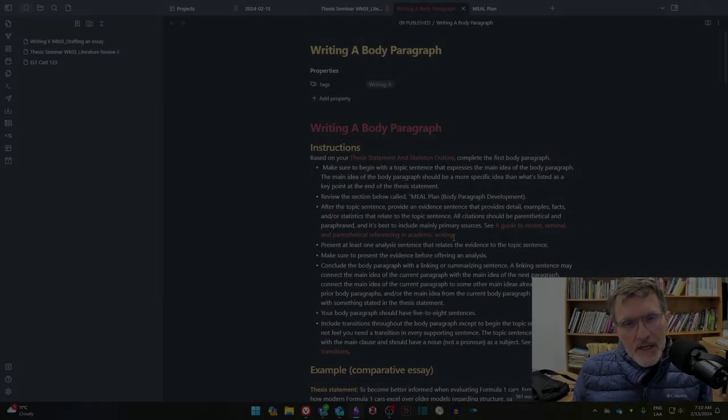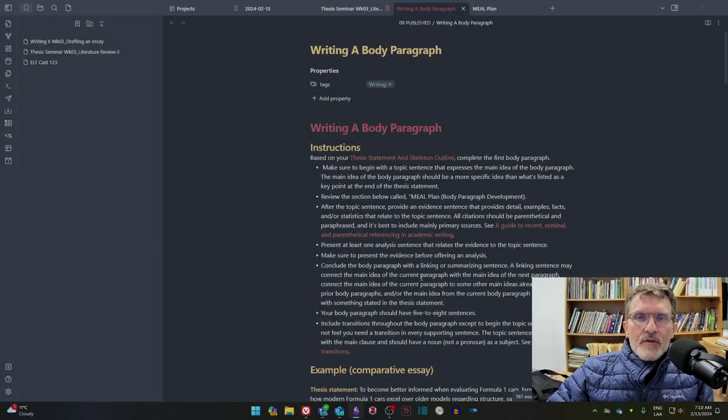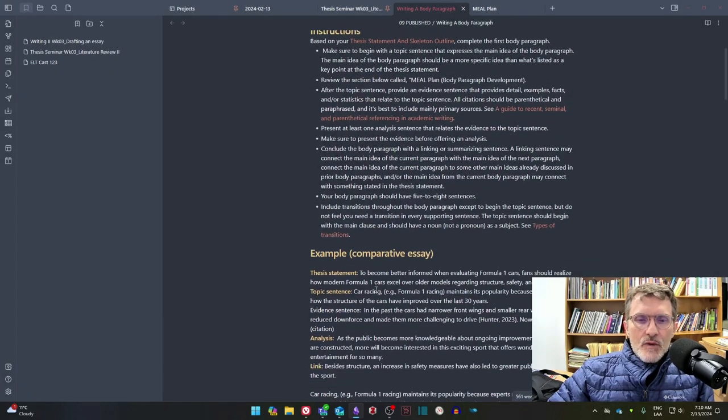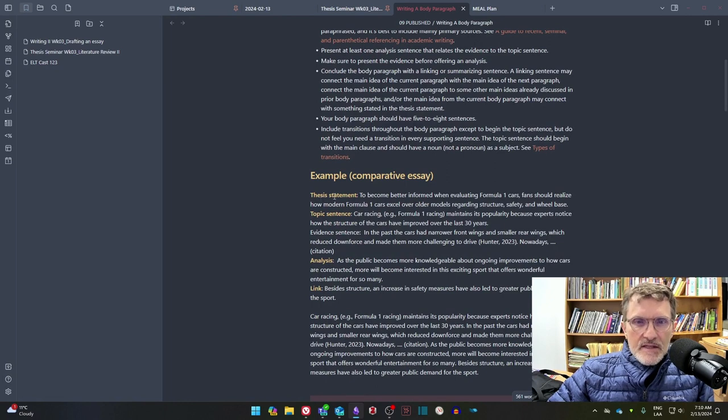When writing a body paragraph for an academic essay, I want to provide an example, and I want to consider a possible comparative essay. Now, what I have here is a thesis statement, and I have the first topic sentence that might align with the very first key point listed at the end of the thesis statement. I'll provide an example of an evidence sentence that aligns with the topic sentence, and an analysis sentence and a linking sentence.